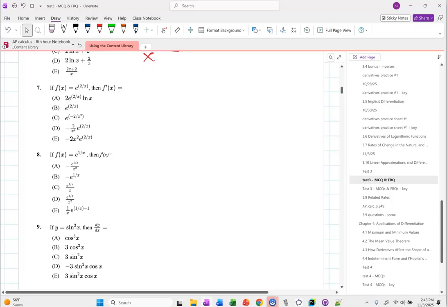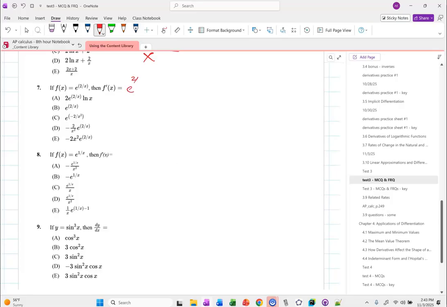Should we do this? How do we do 7? It's a chain rule, right? How do I do the derivative of 2 over x? Oh, it works, but that's so much overkill. Why not just think about it as 2x to the negative 1, right? Then we can do it in our head.